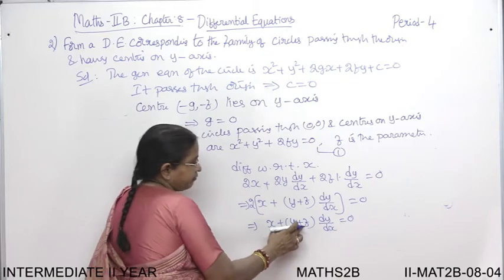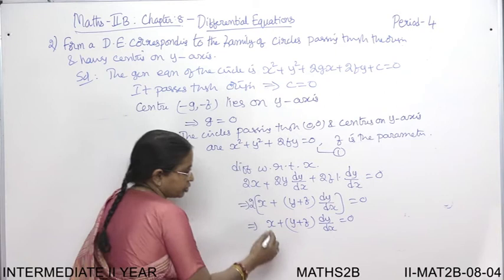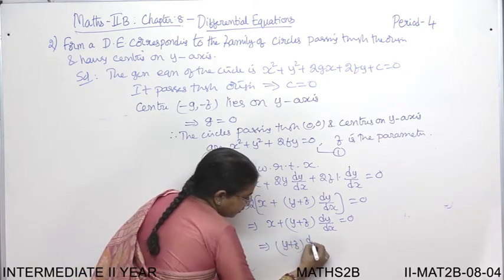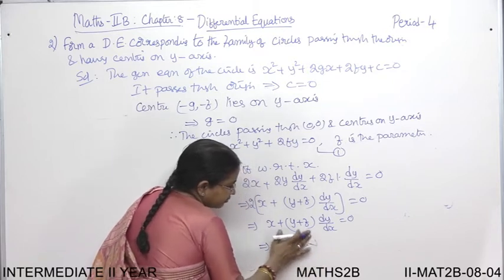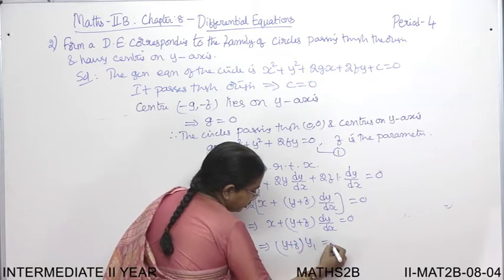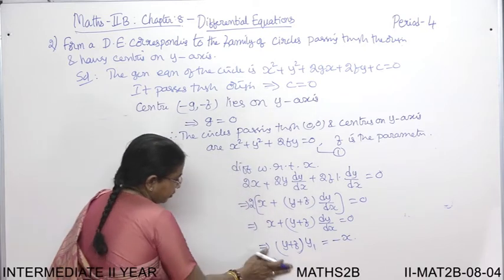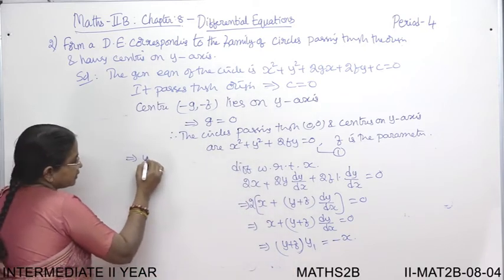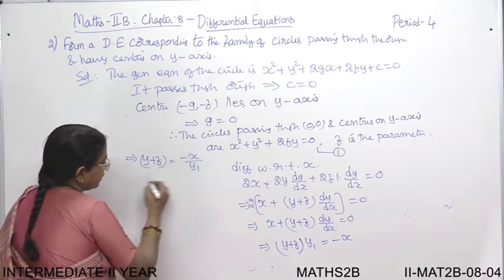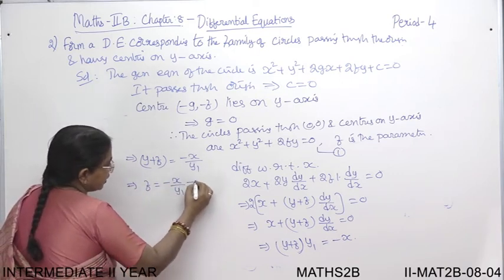Now to eliminate f, the arbitrary constant, you find out f from this and substitute here. I'll write dy by dx as y1. Then x plus (y plus f) y1 is equal to 0, so y plus f is equal to minus x by y1. So that means f is equal to minus x by y1 minus y.